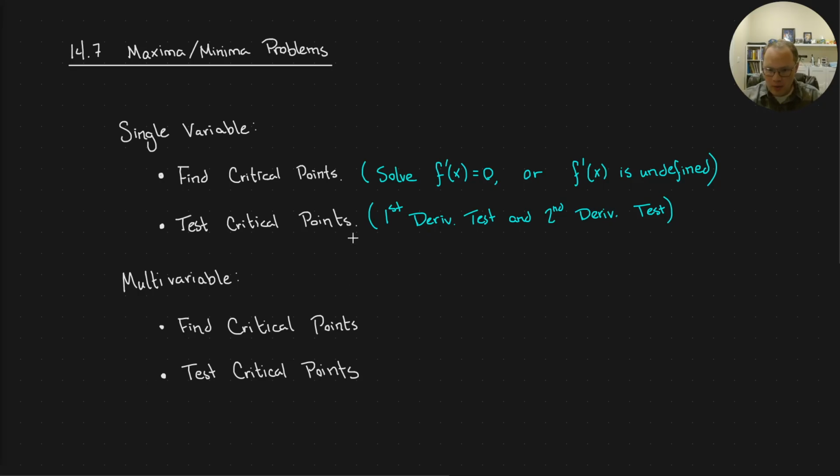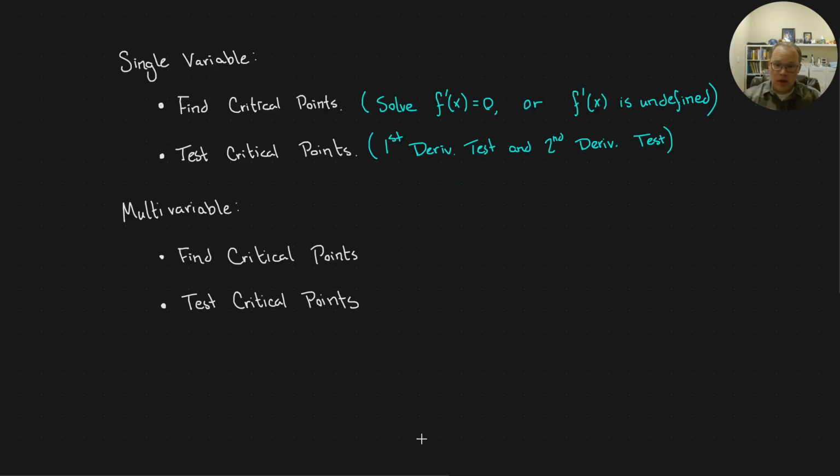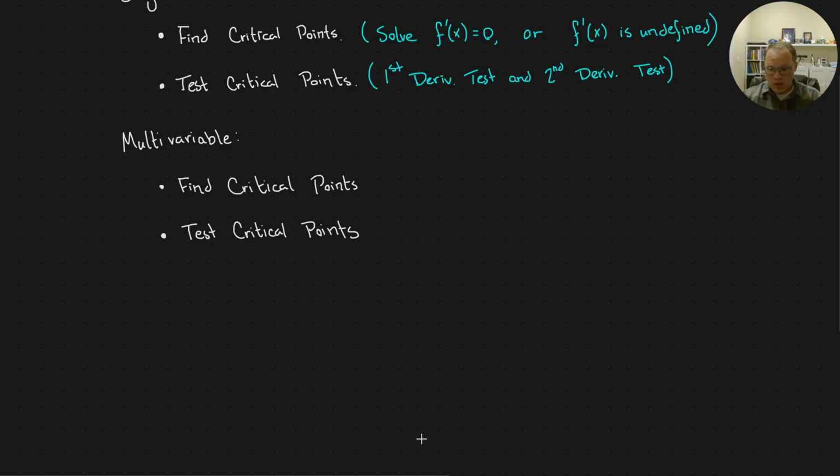So let's talk about how we're going to do these things. How do we find critical points in a multivariable setting? How do we then test those critical points? So let's start with talking about finding critical points. We want to find critical points. We don't want a horizontal tangent line in just one direction, right? We want it in every possible direction, in the x direction, in the y direction, in every other possible direction.